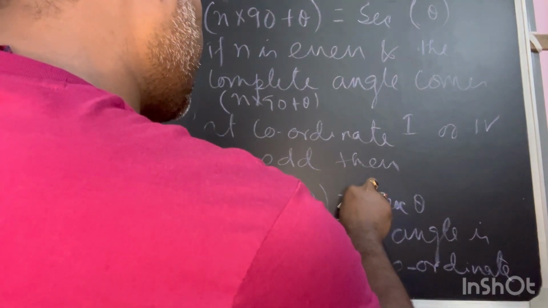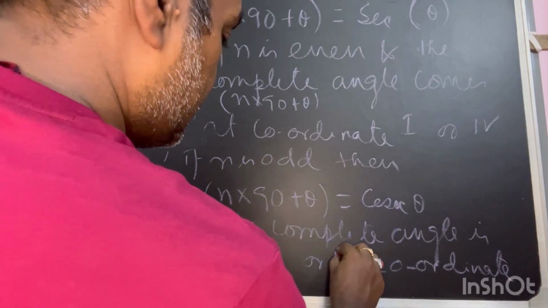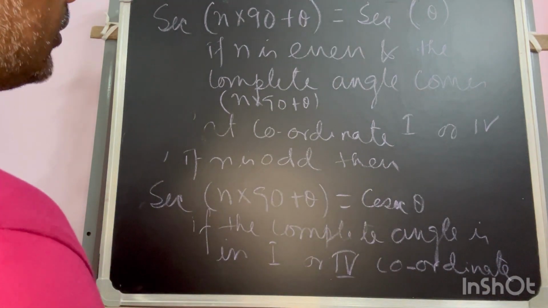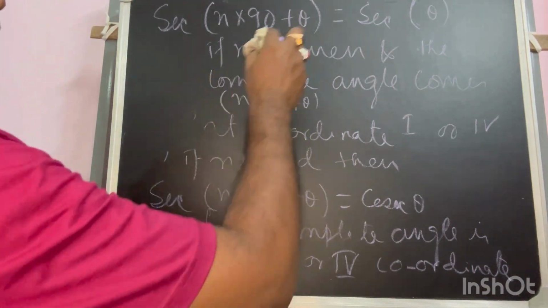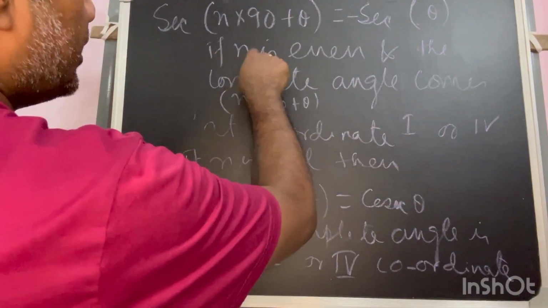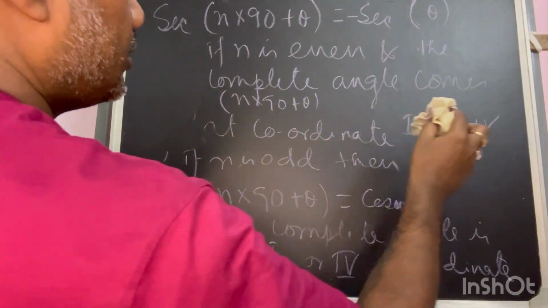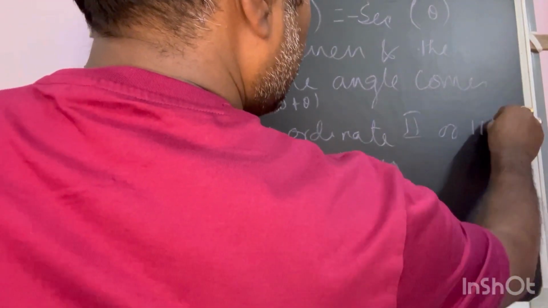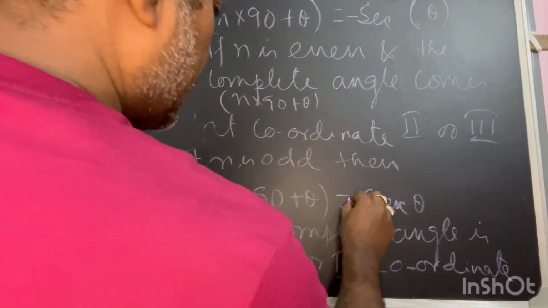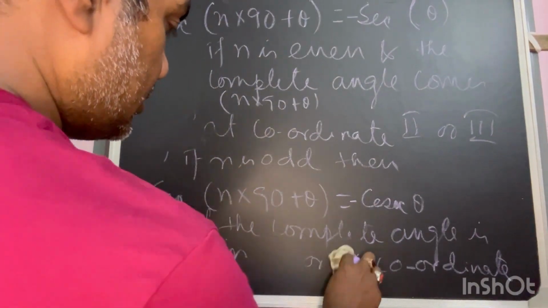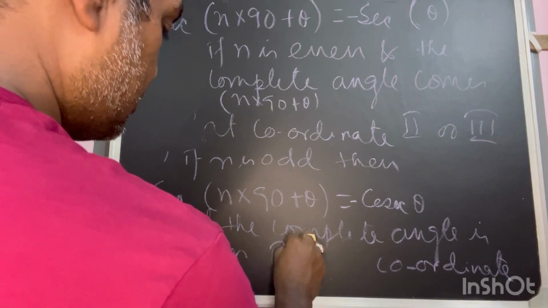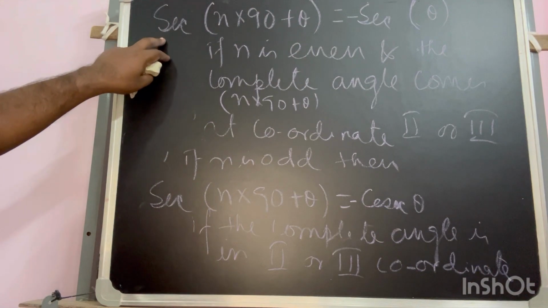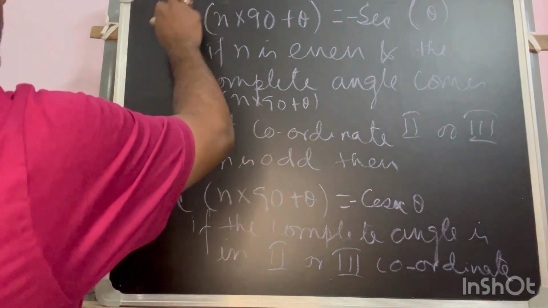Sec will be plus, cosec, in the first and fourth. Okay, sec will be cosec. And sec will be minus when n is even and it is falling in the second and third coordinate. Sec will be minus cosec if it is in the second and third coordinate. Now if I talk about cosec here, what would be your cosec?